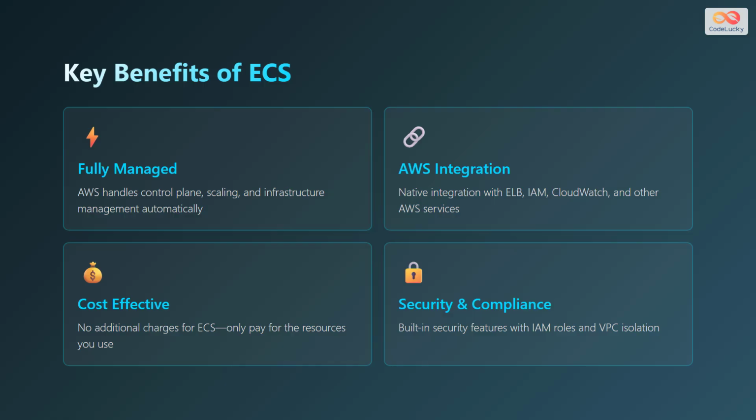ECS offers 4 major benefits. First, it's fully managed, meaning AWS handles the control plane, scaling, and infrastructure management automatically. Second, it provides native integration with other AWS services like Elastic Load Balancing, IAM, and CloudWatch. Third, it's cost-effective because there are no additional charges for ECS itself, you only pay for the resources you use. Fourth, it includes built-in security features with IAM roles and VPC isolation for compliance.